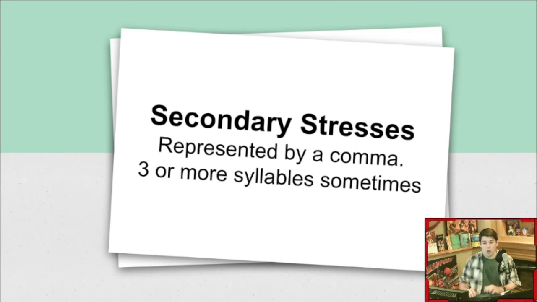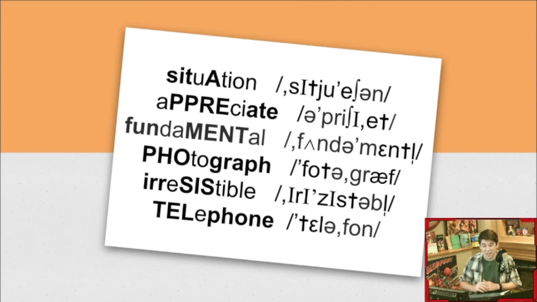All right, so let's talk about the secondary stresses. Secondary stresses are put as a comma below the line. The primary stresses are above the line of text. The secondary stresses are below the line of text. This is when you have multiple stresses in the word, but you have a main one and a slightly less stressed one. These are typically when you have 3 syllables or more. Let's take a look at these.